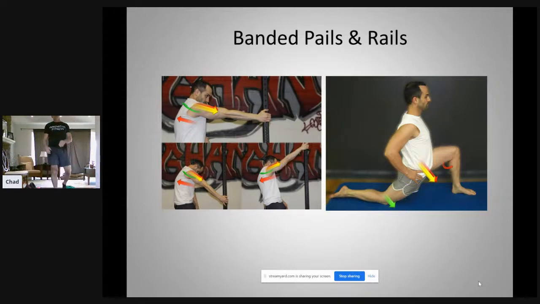Again, if you want more information on how to use bands to create joint space, distraction around the joints, Kelly Starrett's Supple Leopard will be a great resource for you. So that's pretty much all I'm going to cover today. Got a couple more slides here, but I'll leave it there.